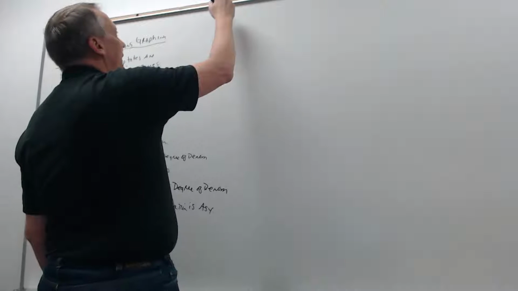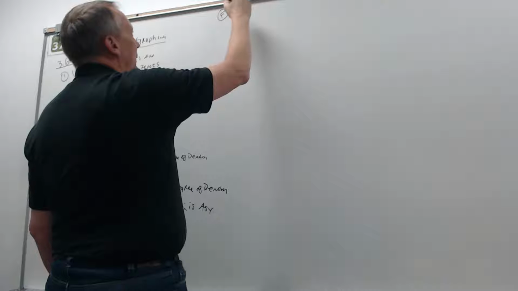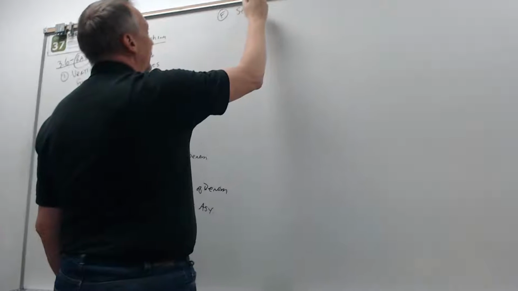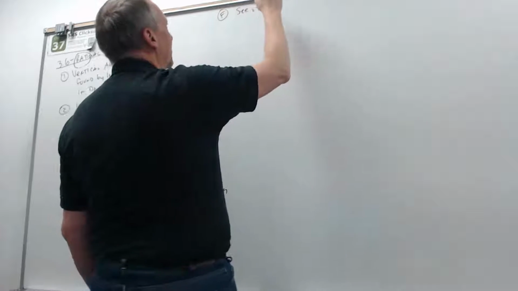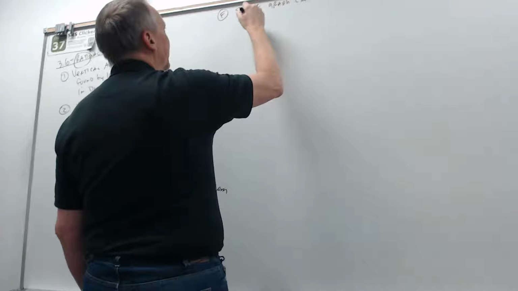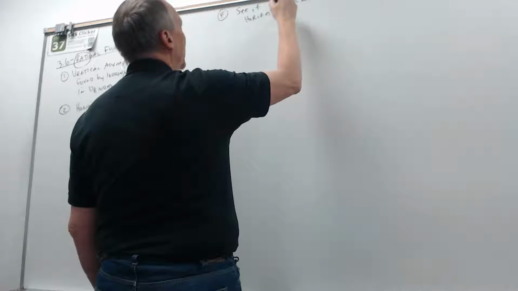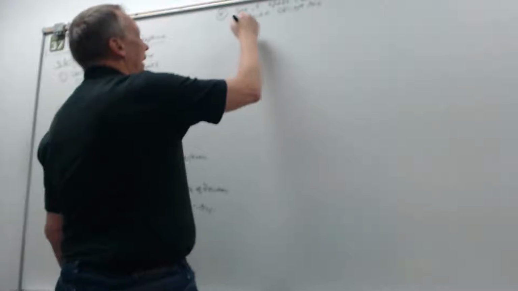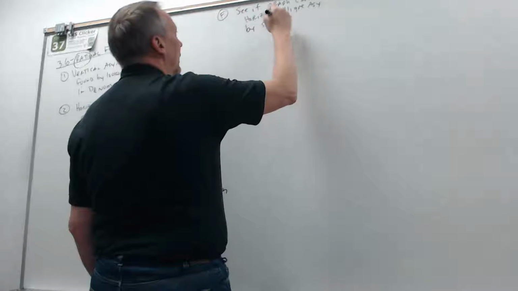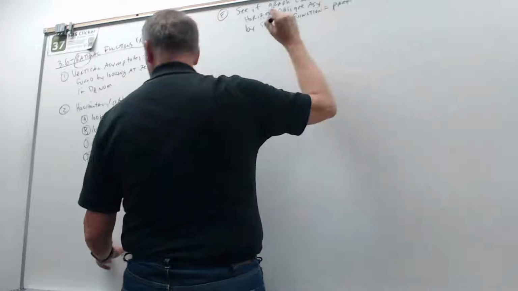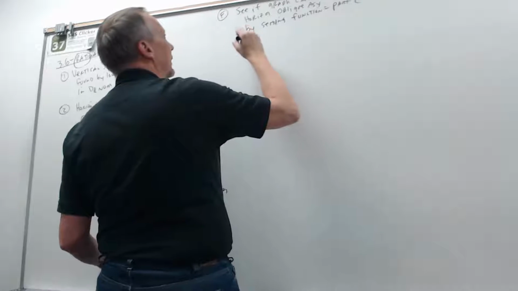Can you see this? F. See if graph crosses horizontal or oblique asymptote by setting function equal to part E. Okay?